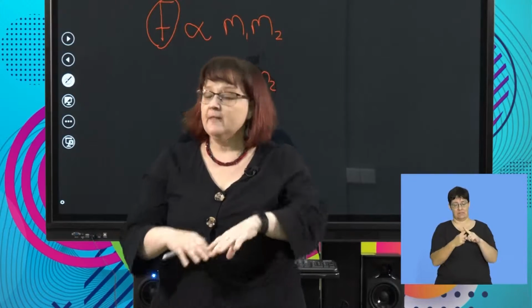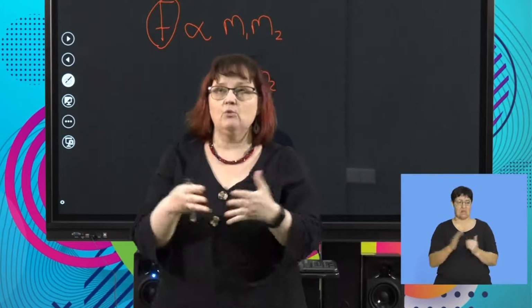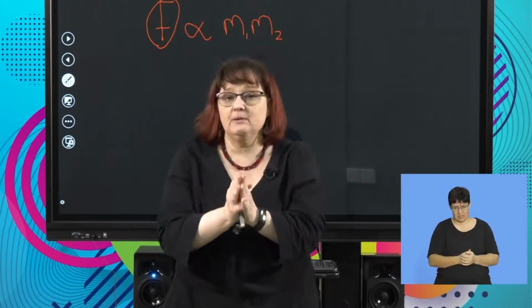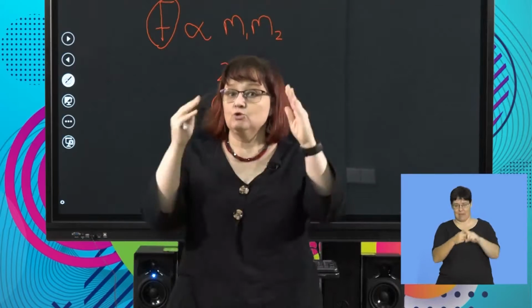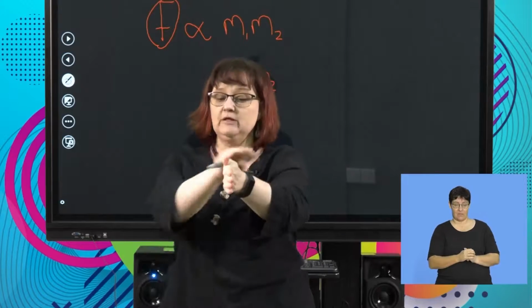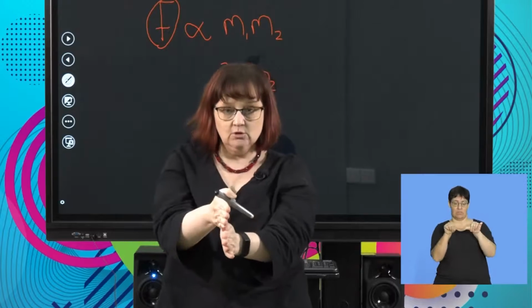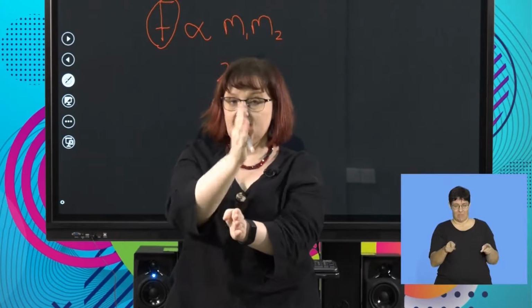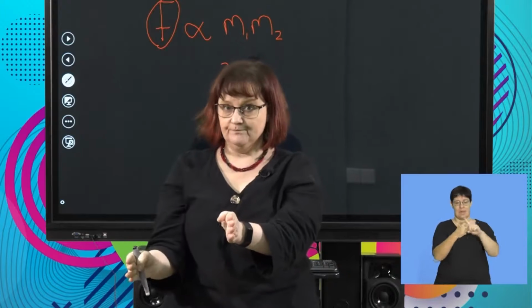Be careful as well that you don't add the masses. It's got to be multiplied together. There may be situations where your masses are the same. That's fine. It doesn't matter about the value. It's about the fact that they have to be multiplied together. So, force between the two objects is directly proportional to the product of the two masses, M1 and M2.